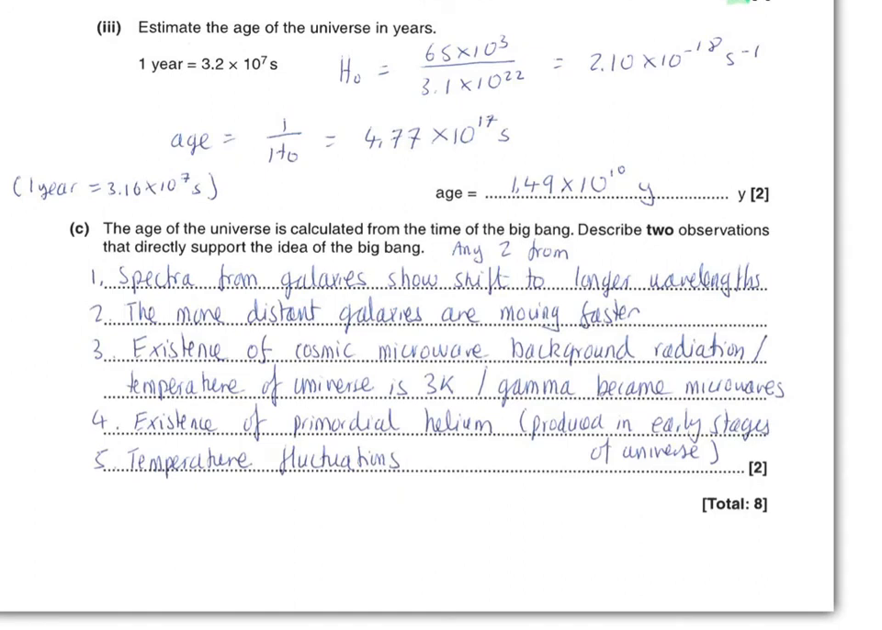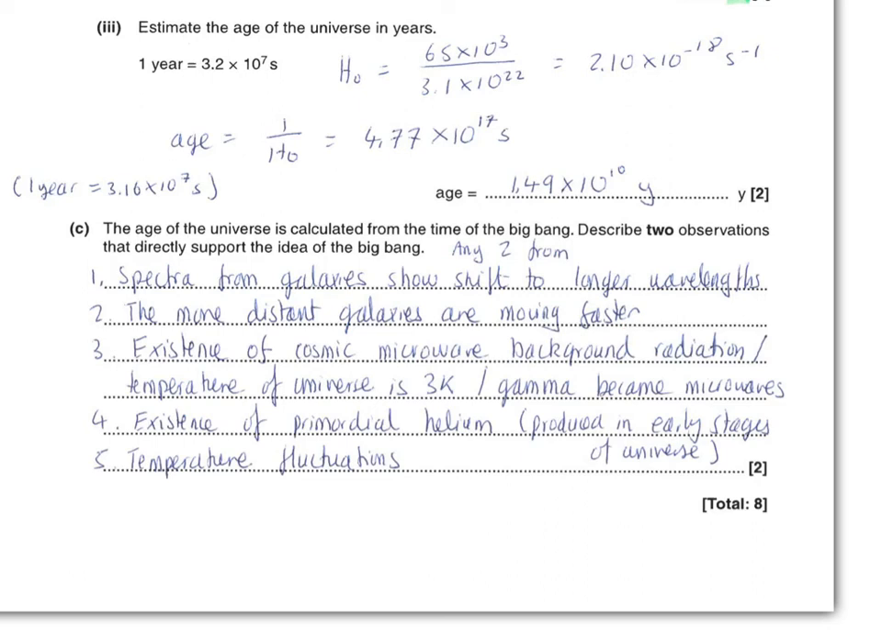Finally, once again, we have a descriptive part of the question. The age of the universe is calculated from the time of the Big Bang. Describe two observations that directly support the idea of the Big Bang. There are 2 marks allocated here, and you only need 2 of the following 5 allowed answers. So first of all, spectra from galaxies show a shift to longer wavelengths. Just saying redshift would not have been enough here. Secondly, more distant galaxies are observed to be moving faster.